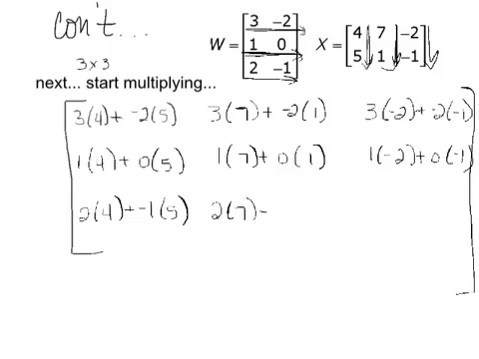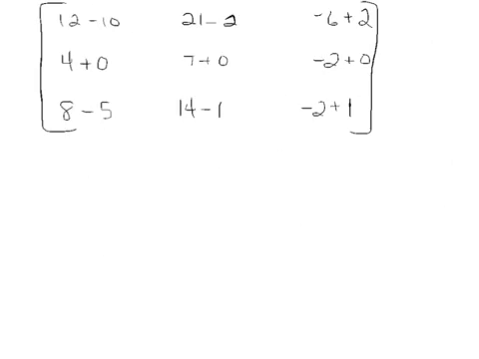2 times 7 plus -1 times 1. 2 times -2 plus -1 times -1. Okay? And the next slide are those things added together. So it's already written on your paper, or I assume it is. I'm going to go to the next slide and actually do the addition.